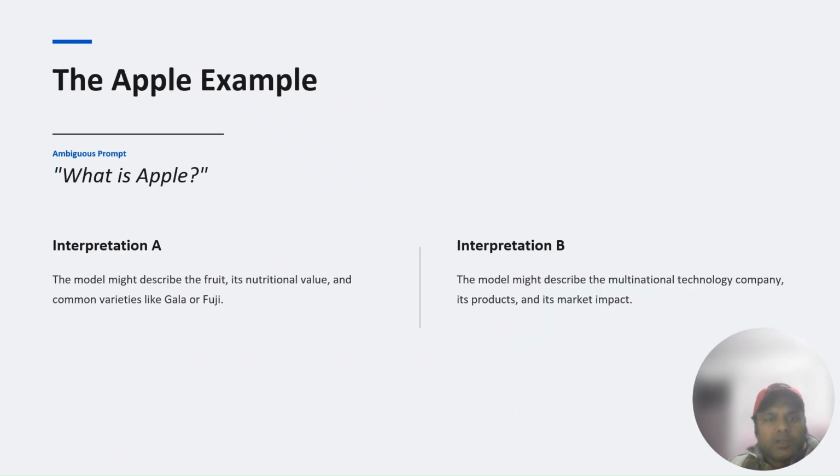Okay. So if I ask what is an apple, the model has no context. It could mean the fruit or the company. So the model simply guesses based on probability. This ambiguity is a direct result of an underspecified prompt.